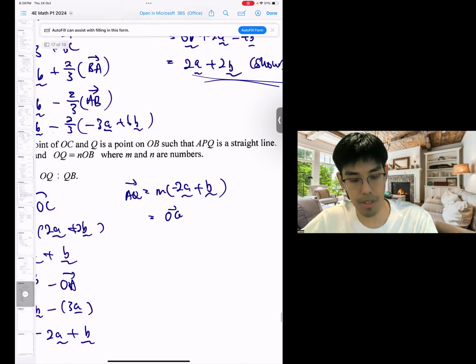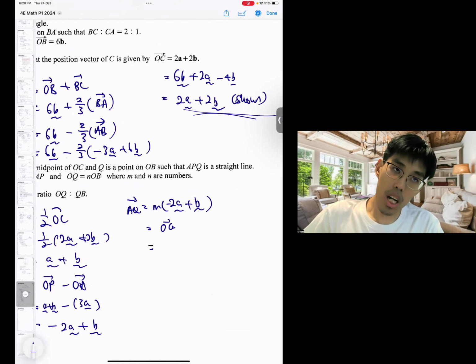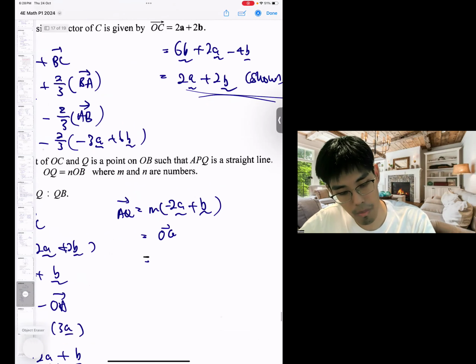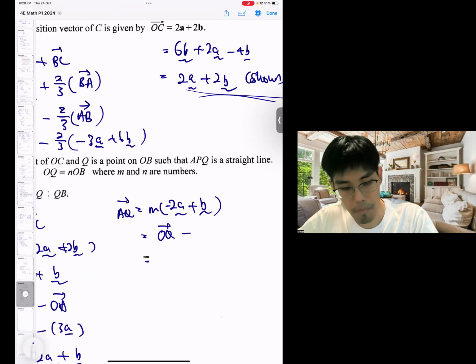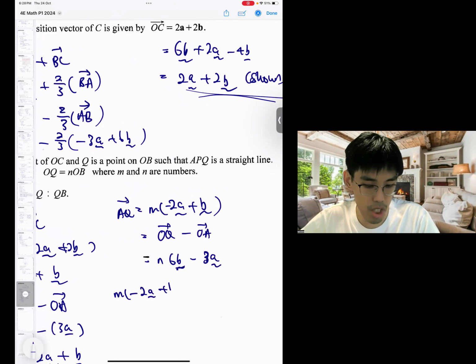Okay, I'm good. So I need to write again. Okay, so OQ minus OA. So OQ is some factor n of 6b, minus 3a. This is actually pretty enough to form the relationship.